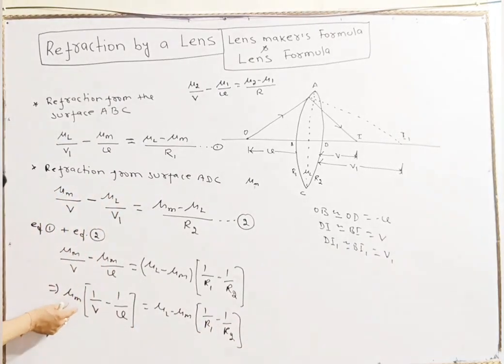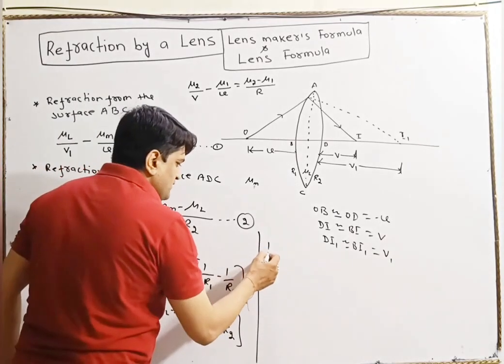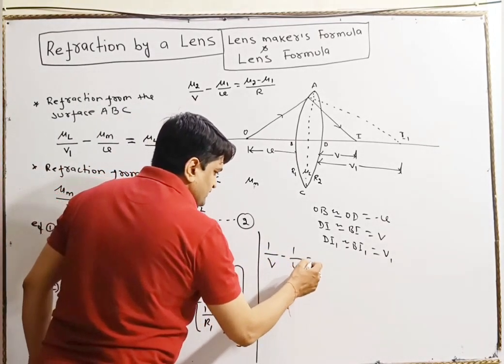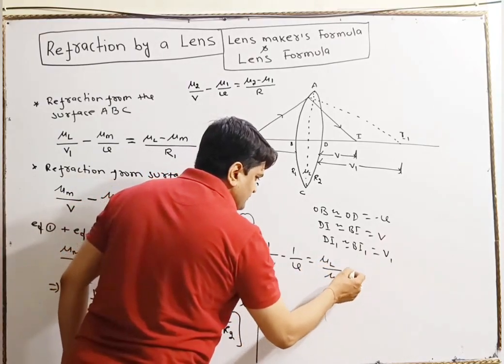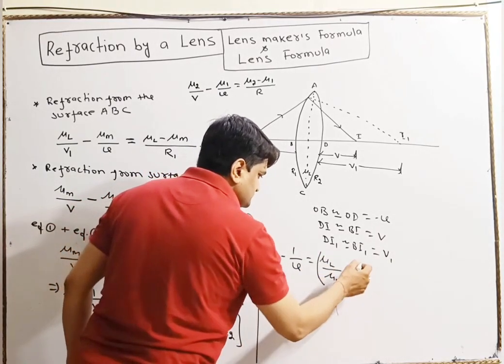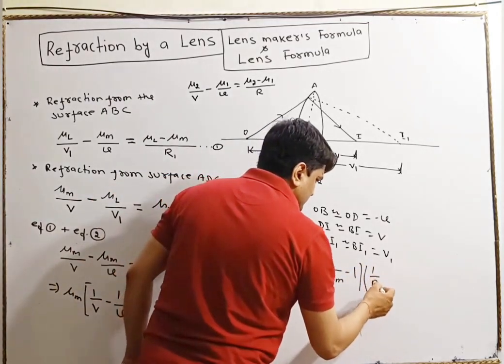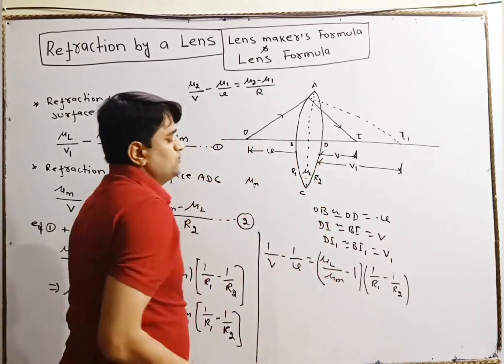Now if I divide by mu M on this side, what will we get? It will be 1 upon V minus 1 upon U equal to mu L upon mu M minus 1, multiplied by 1 upon R1 minus 1 upon R2.